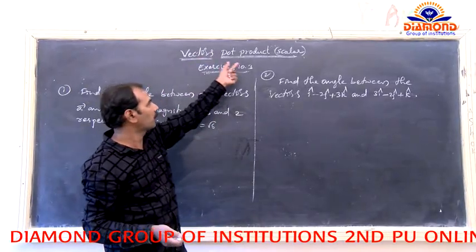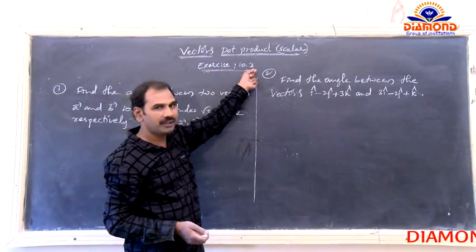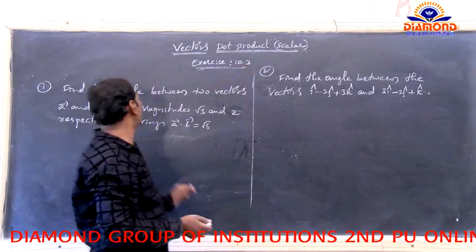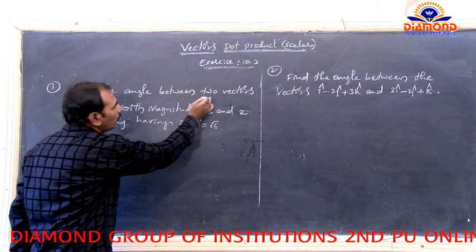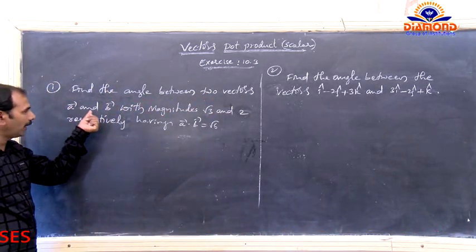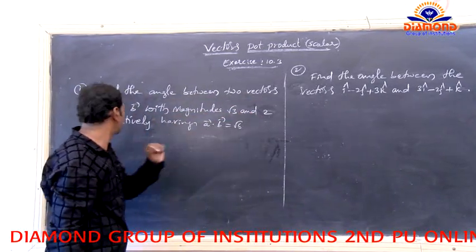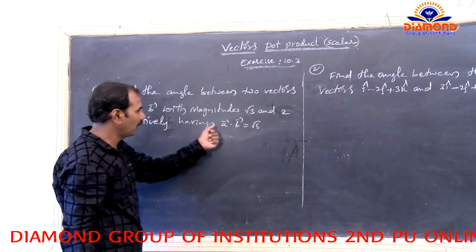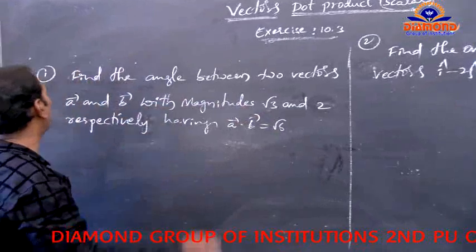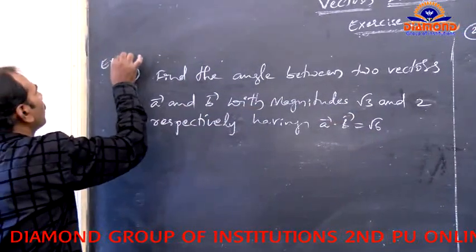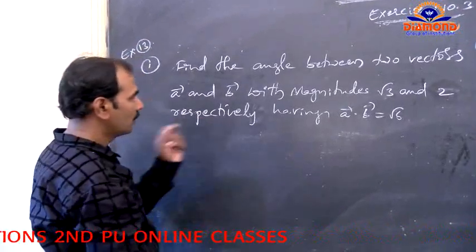In vectors, dot product or scalar product. Exercise number 10.3. So question number 1. Find the angle between two vectors a bar and b bar with magnitudes √3 and 2 respectively, having a vector dot b vector equal to √6. Same method as example problem number 1, 13. This is over. So simple.